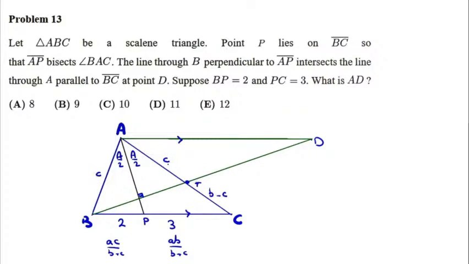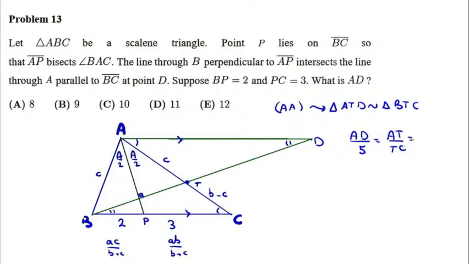Now, here, C, we want to find AD. We know, because it is parallel, this angle equals this angle. This angle equals this angle, so by two angles, I can say these two triangles, triangle ATD and triangle BTC, are similar triangles. So I can say AD over 3 plus 2, which is 5, equals AT over TC. AT is C, TC is B minus C. Now, I know that AD is 5 times C over B minus C. By angle bisector theorem, that I told you this formula from, we know that this side, AB, which is C, over B, equals 2 over 3.